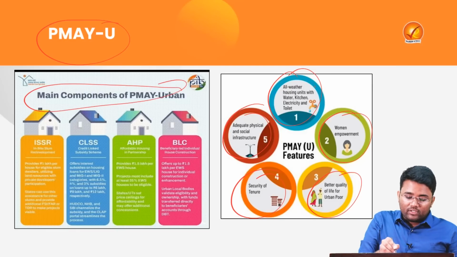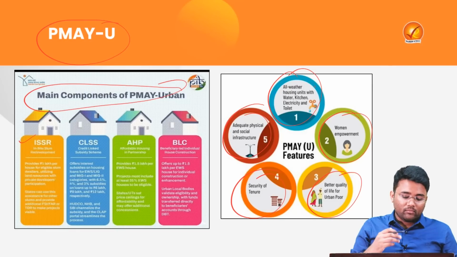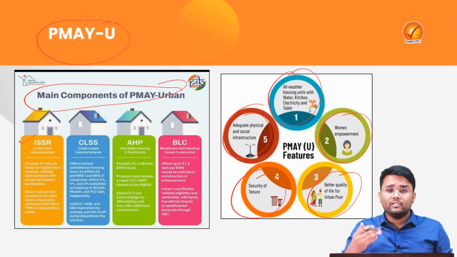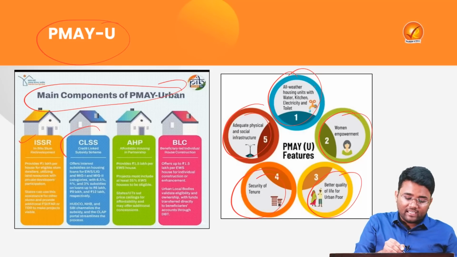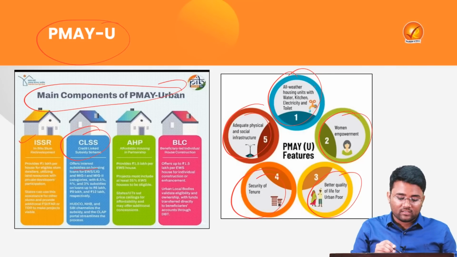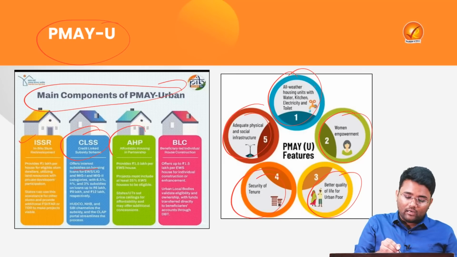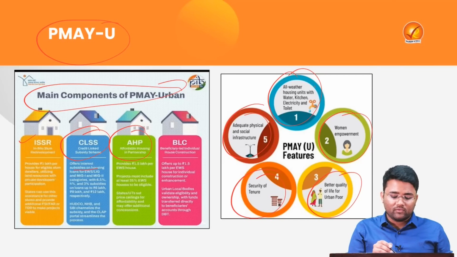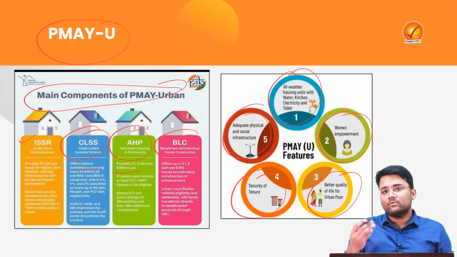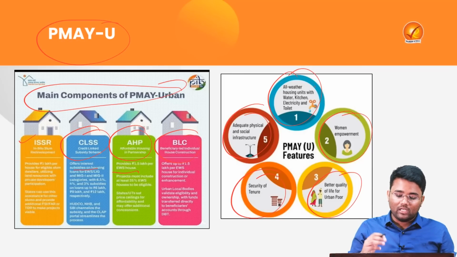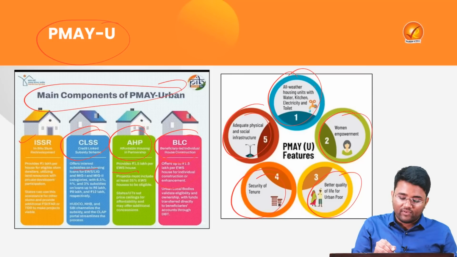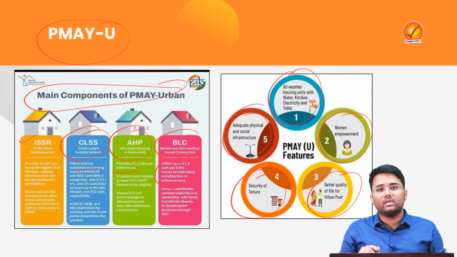Now it has some major components. One is ISSR, that is in situ slum development, which provides 1 lakh per house for eligible slum dwellers, especially to get their slum redeveloped into better infrastructure. Then the credit linked subsidy scheme is there, which offers interest subsidies on housing loans for EWS or the low income groups. Then there is affordable housing partnership, which provides almost 1.5 lakh per EWS house. Then there are BLCs, one other component, which is beneficiary led individual house construction, which offers up to 1.5 lakh per EWS house for individual construction or enhancement.